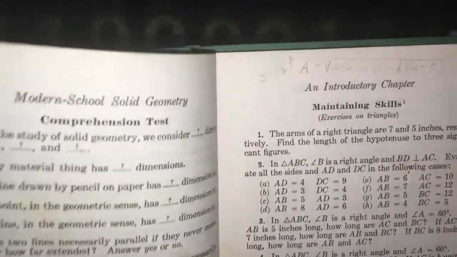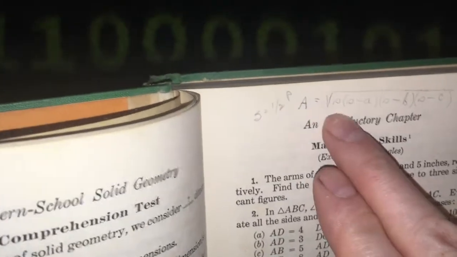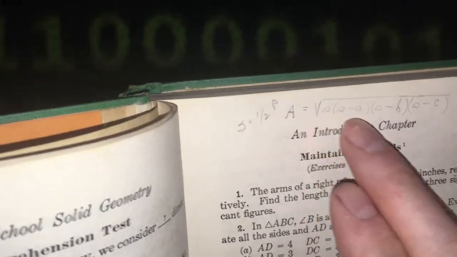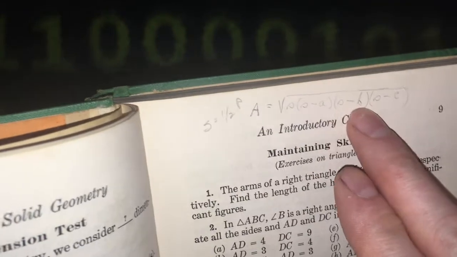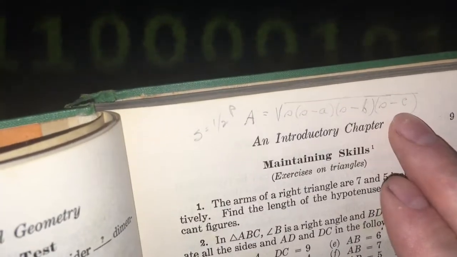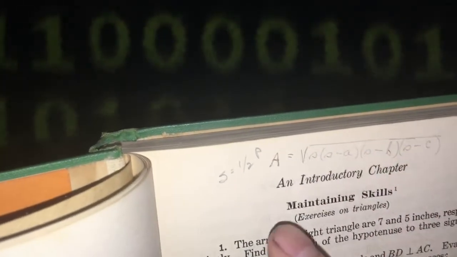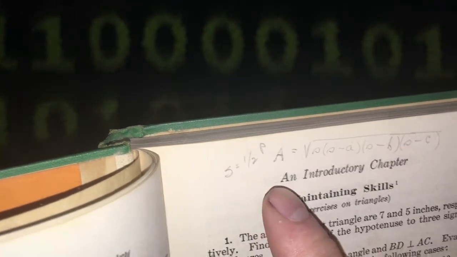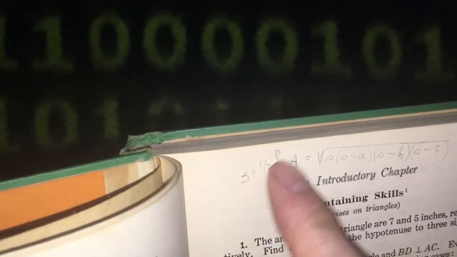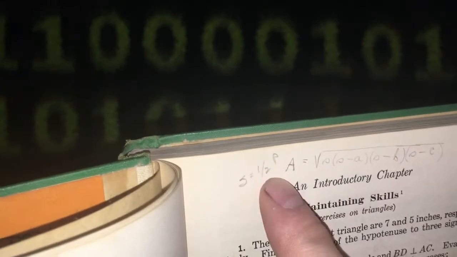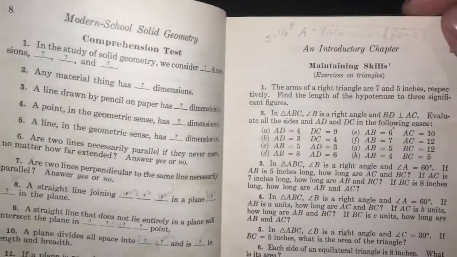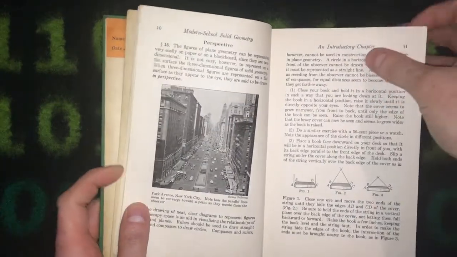But this is Heron's formula, where the area is the square root of S times S minus A times S minus B times S minus C. And A, B, and C are just the sides of the triangle, the side lengths. And S is a calculated parameter, which is half the perimeter. So I don't know why the student wrote that right there. So there's the first test.